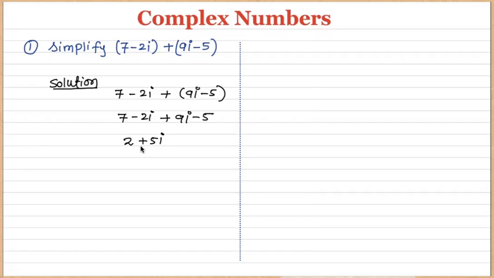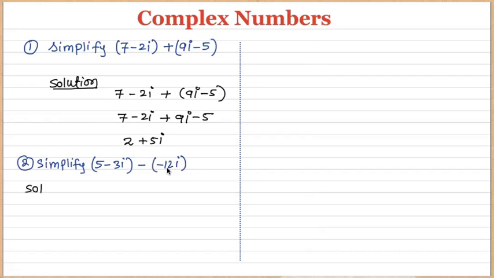So in the second problem, let me write a question here. Say, for example, the second question is simplify again, and the question is 5 minus 3i minus negative 12i. So you are subtracting two complex numbers. This is your complex number, which has both real and imaginary part. The second complex number only has the imaginary part.